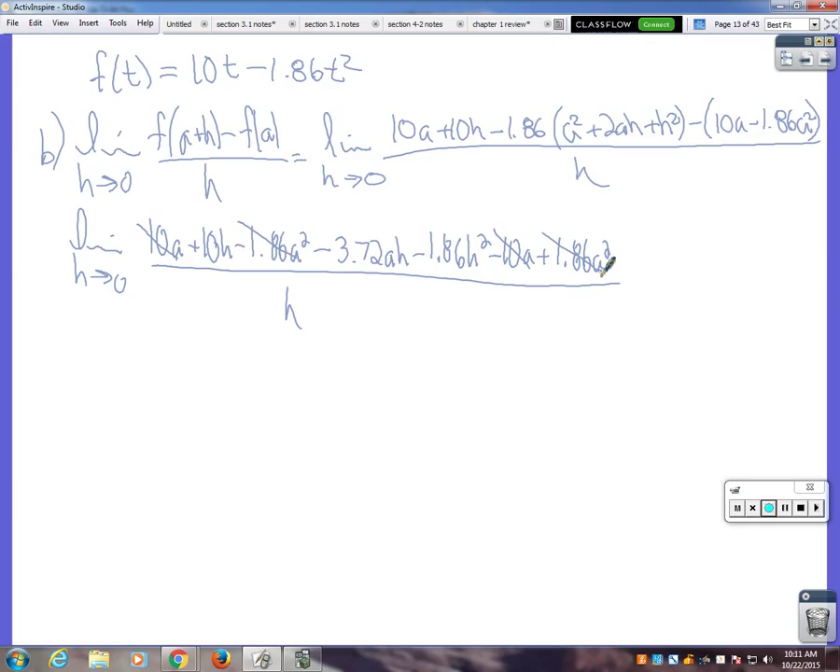Now every term that I have left has an h in it, which is what I wanted. So instead of rewriting this with the h factored out, hopefully you've seen this enough times to say I'm going to cancel an h in every term. Like that. And then you plug in 0 for h. Well, this doesn't have an h in it, so it stays as 10. This doesn't have an h in it, so it stays as negative 3.72a. And then this does have an h in it, so it comes out to be 0. So my answer is 10 minus 3.72a.